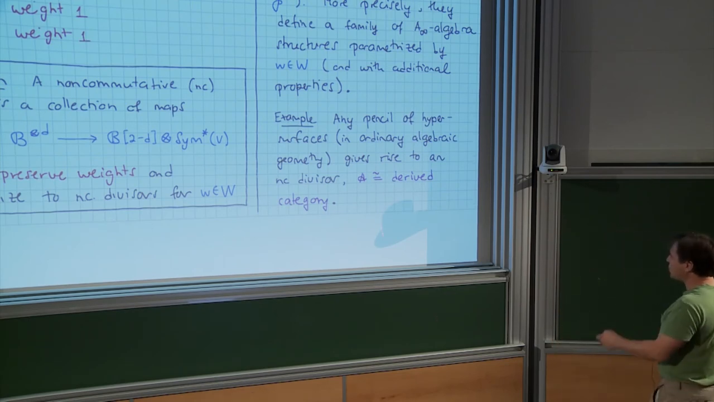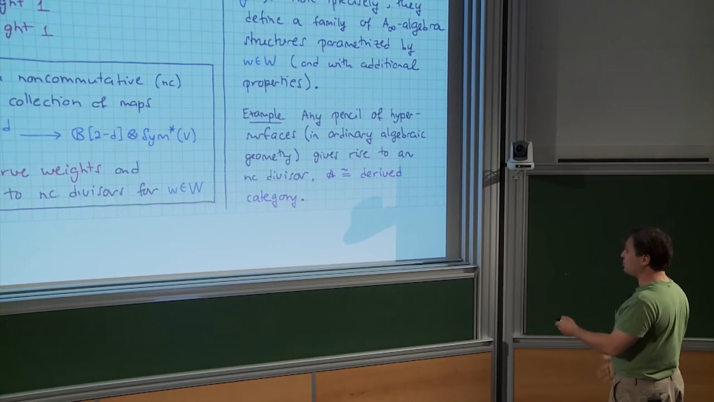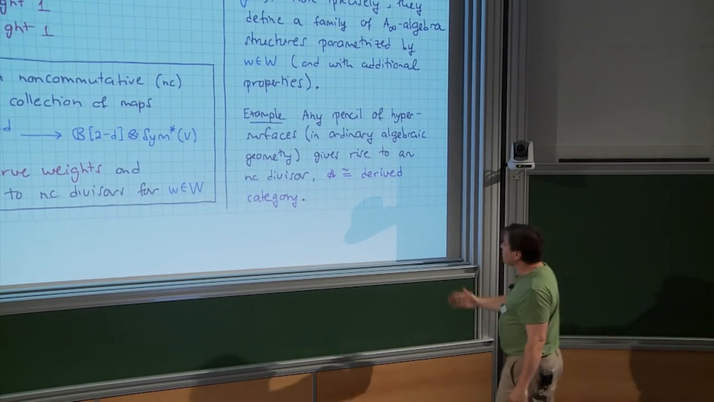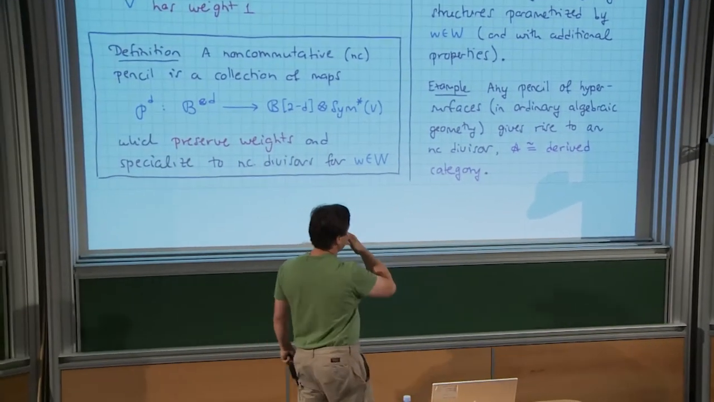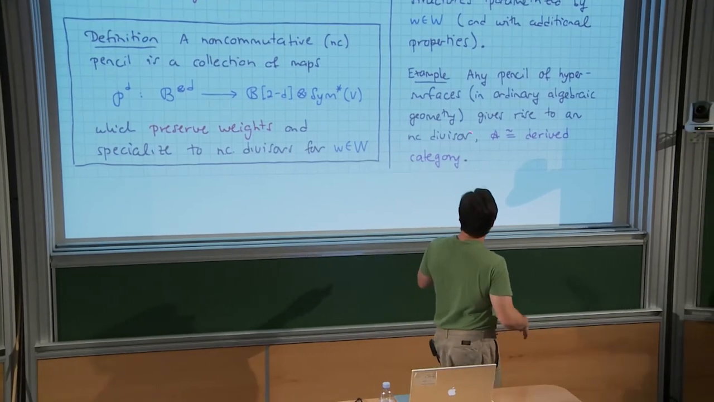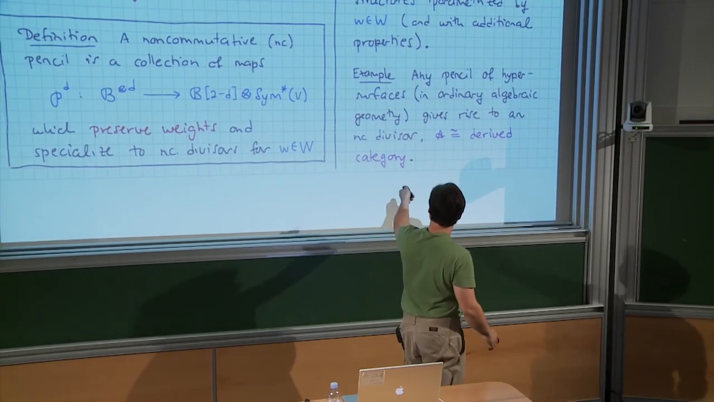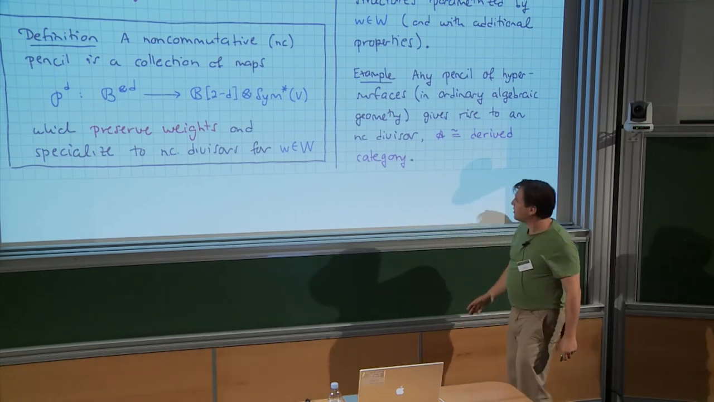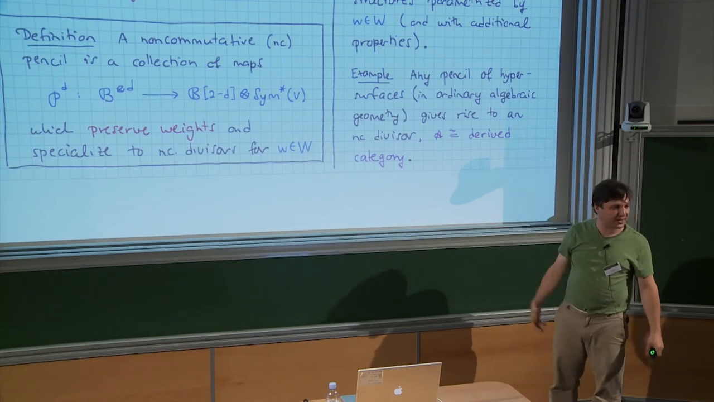Okay, and so obviously this is non-commutative geometry. One test is that ordinary commutative geometry fits into it. So if you have a smooth algebraic variety and you have a pencil of hypersurfaces as defined before, it actually gives rise to a non-commutative divisor, a non-commutative pencil, where A corresponds to the derived category somehow, and P corresponds to L, and everything's like that.